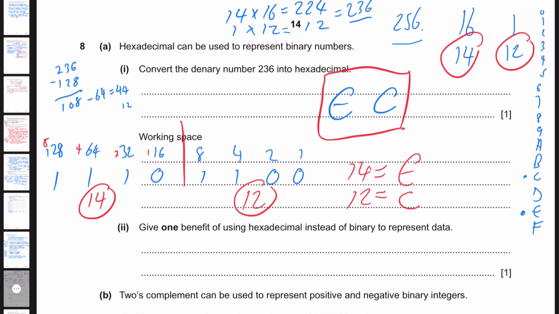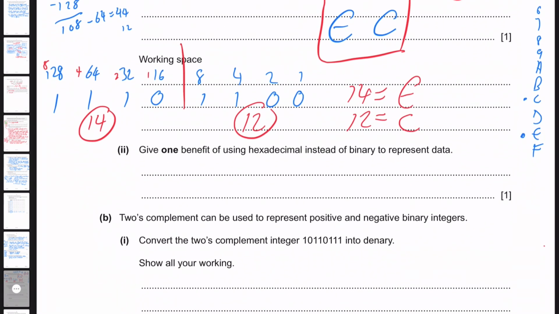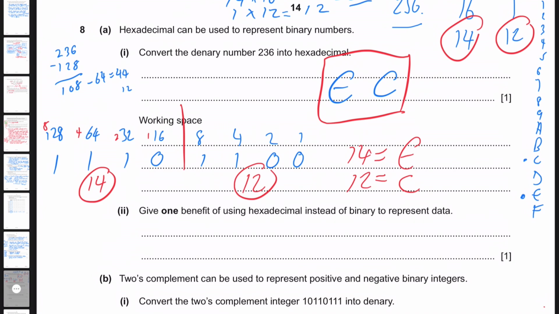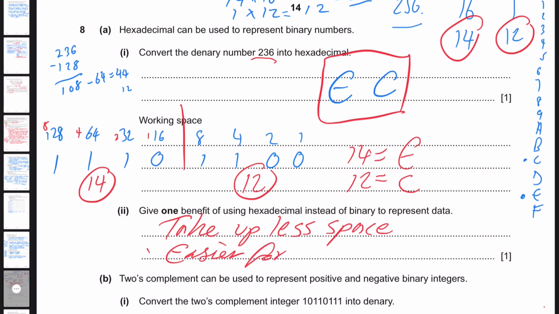Give one benefit of using hexadecimal instead of binary in terms of representing data. Well, this is good because you can see there's 8 characters in the binary number for 236, whereas there's only 2 characters for hexadecimal. So obviously it takes up less room. Okay, so I'm going to put here takes up less space. It's also, you might see this, easier for humans to read. That's basically what I would put for that.